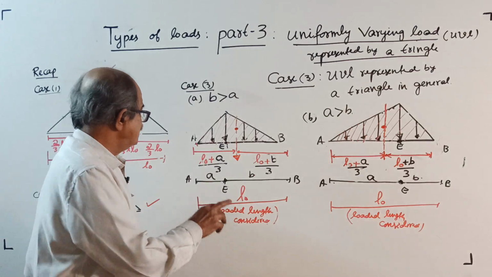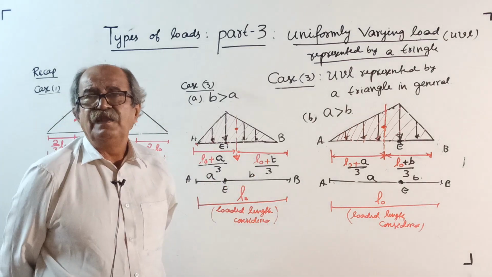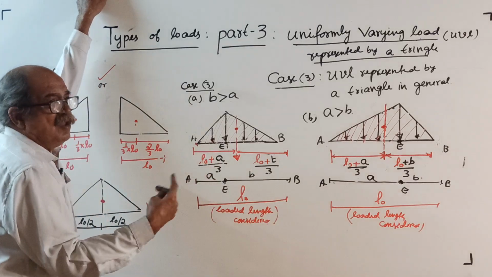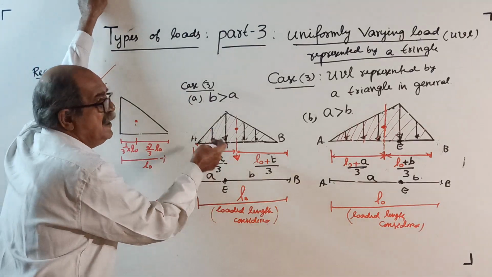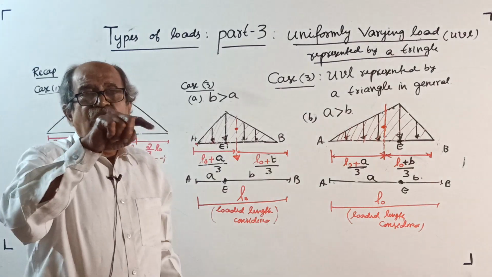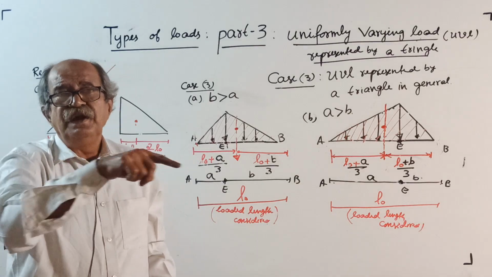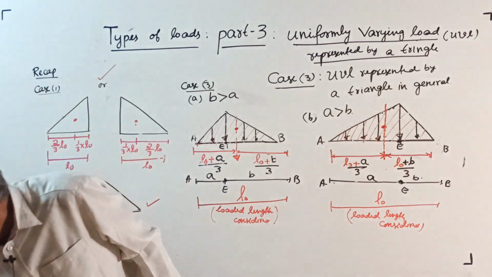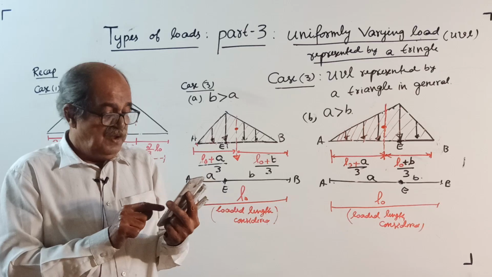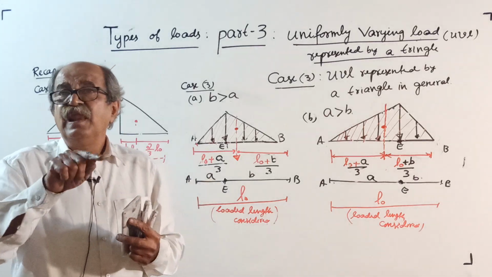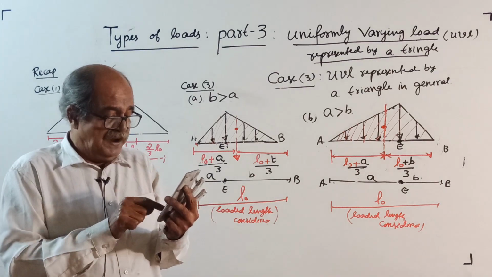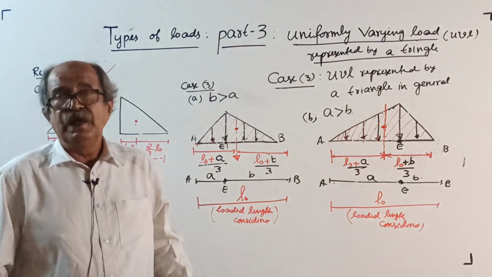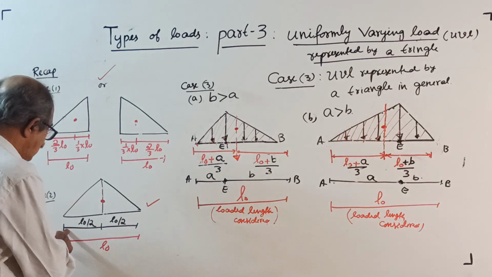Or, if your A and B are both equal, then it will come back to the isosceles case. In that case, both will be equal to L0 by 2. L0 plus L0 by 2 divided by 3 will become exactly L0 by 2. You can check it. How? L0 plus L0 by 2, that is 1 plus 1 by 2, 1.5 came. Then divided by 3 gives 0.5. 0.5 means L0 by 2, L0 by 2.